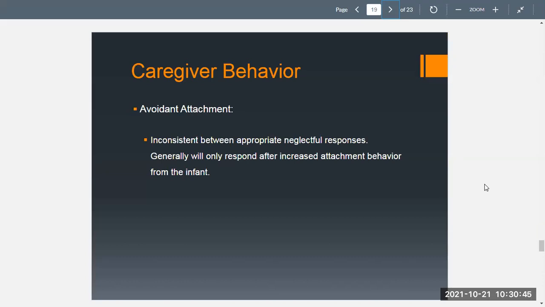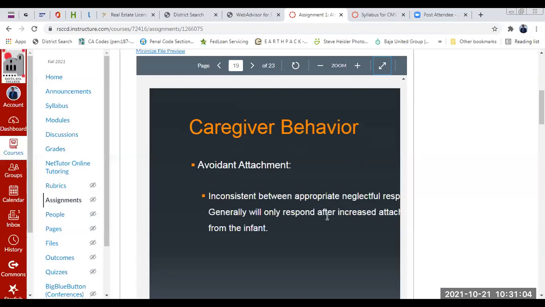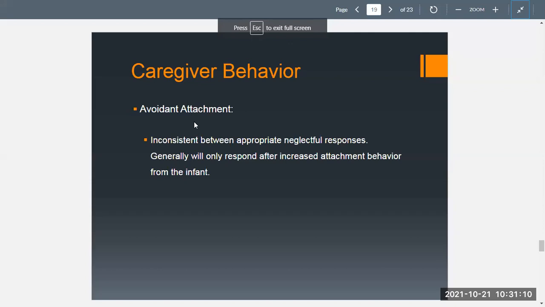So caregiver behavior and avoidant attachment: towards an avoidant attachment individual, inconsistent between appropriate and neglectful responses, generally will only respond after increased attachment behavior from the infant. Okay. Inconsistent between appropriate and neglectful responses, generally will only respond after increased attachment behavior from the infant. Okay, so do you fall into this camp?